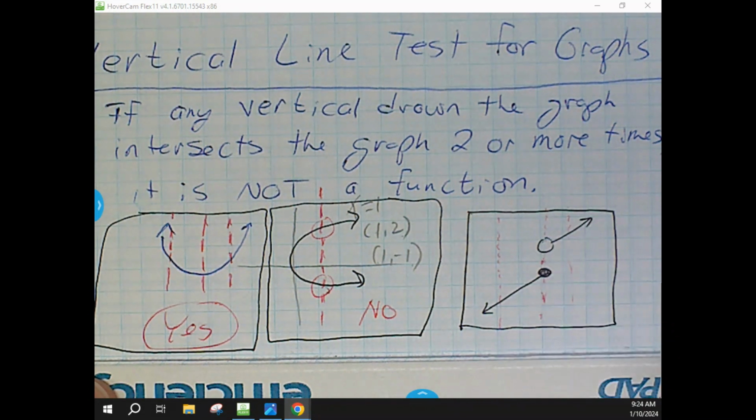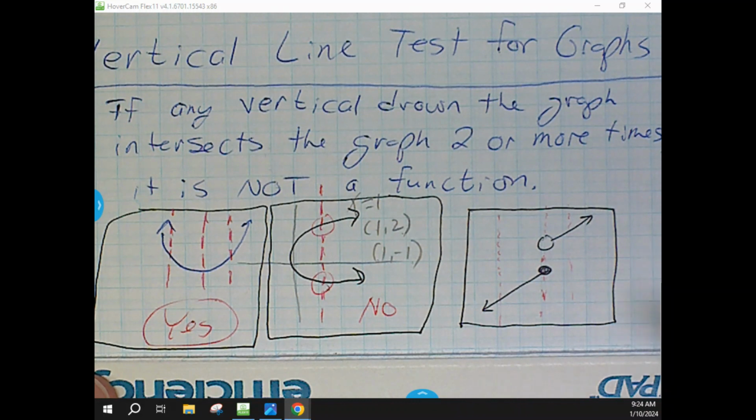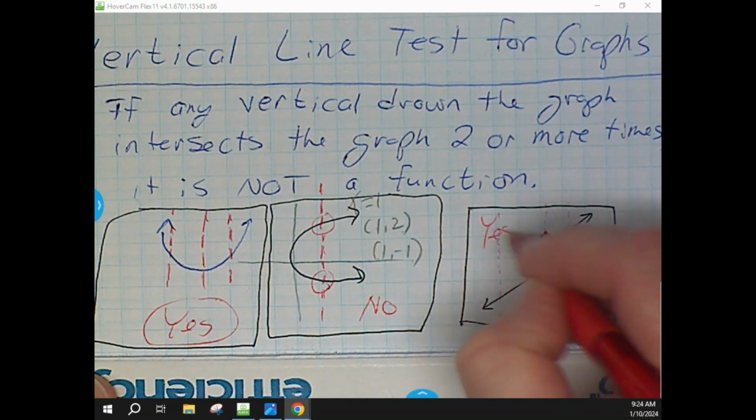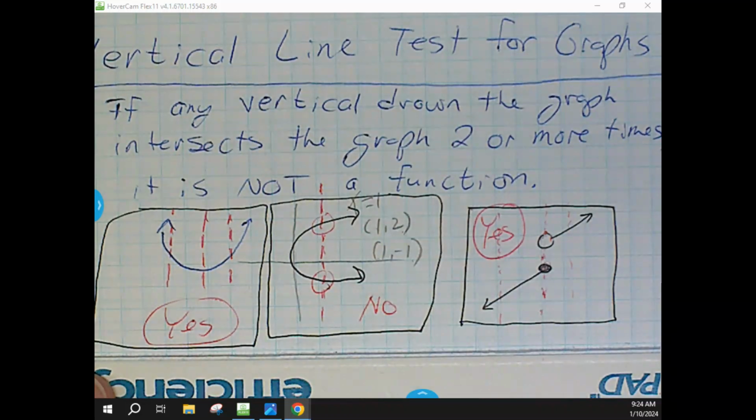Okay. But if you remember, going back to some of the graphs we were doing the other day, open circle means you don't get to use that point. You get really close to it. Solid circle means you get to use that point. So even though these two things are on top of each other, you don't use this point, but you do get to use this point. So if they ask you, is this a graph of a function? Then yeah, it would be.